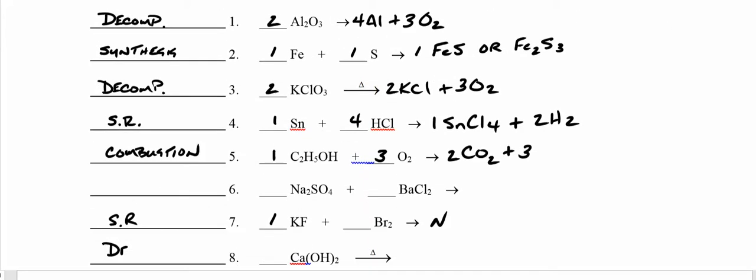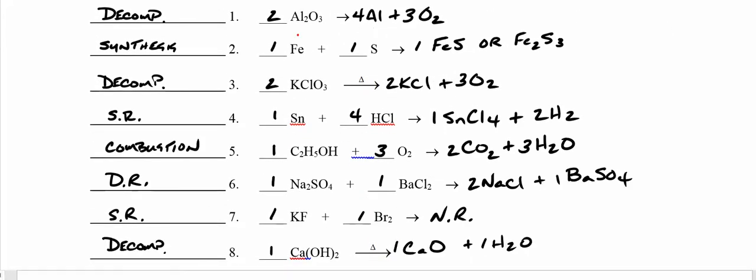Let's take a look at number 1. We have aluminum oxide, or Al2O3. Now, of the 5 choices, the only one that really makes sense is breaking this apart. You can't put anything together because there's nothing else to put together with it. A single replacement and double replacement both require 2 reactants, and a combustion reaction requires oxygen on the right-hand side. So it could not be anything other than a decomposition reaction. So decomposition would be our type of reaction.